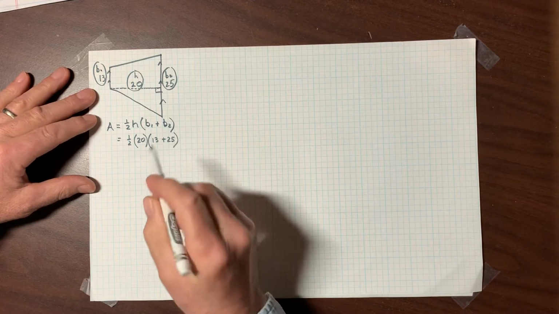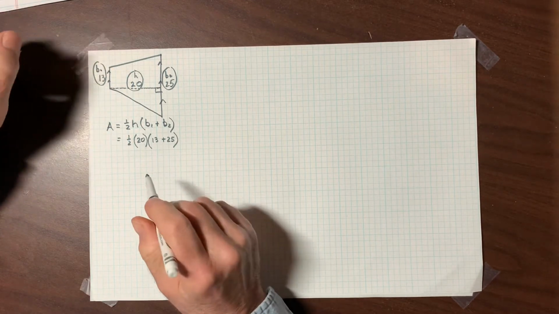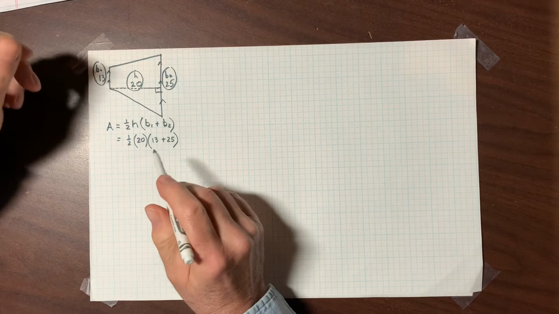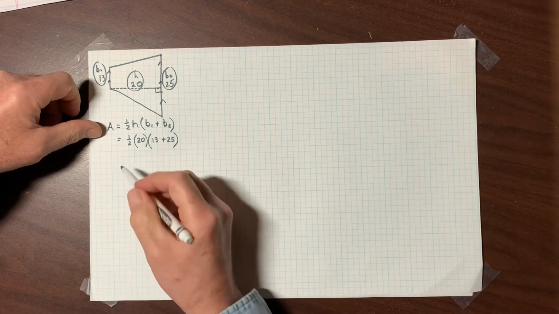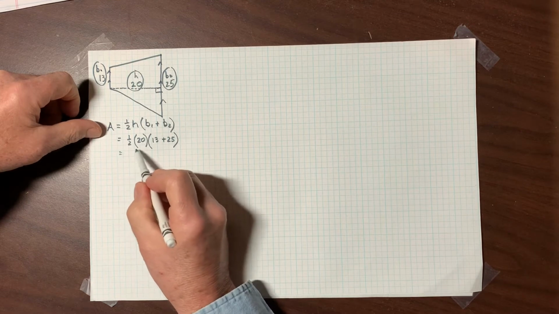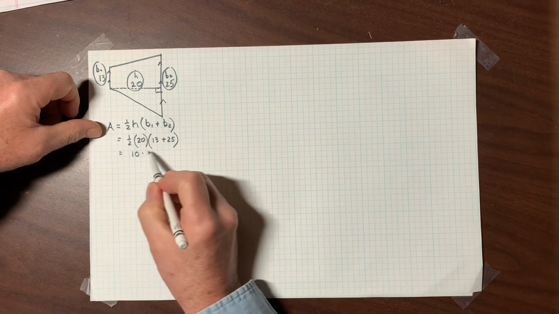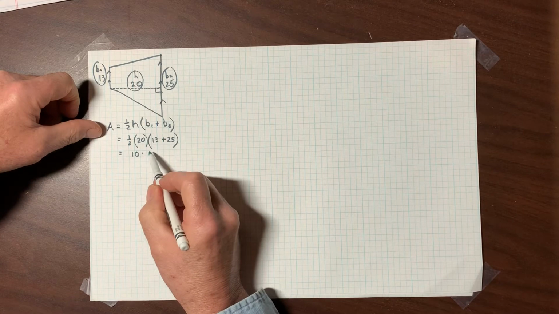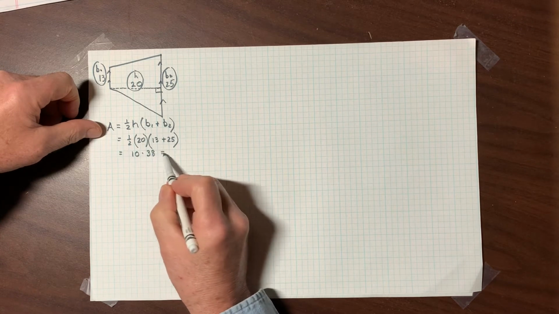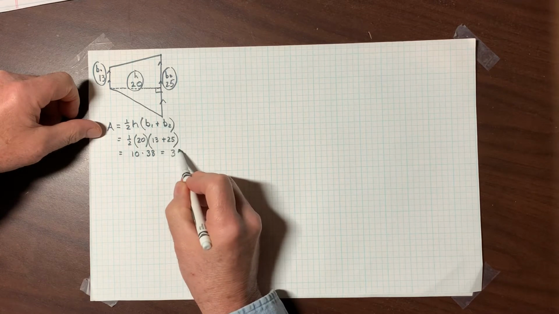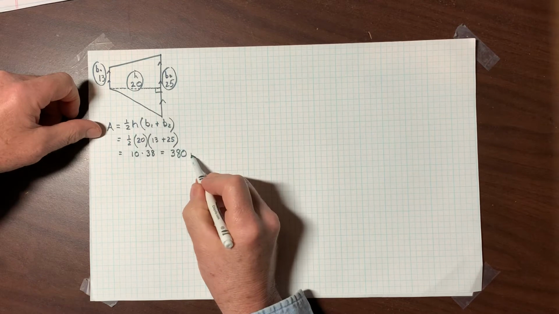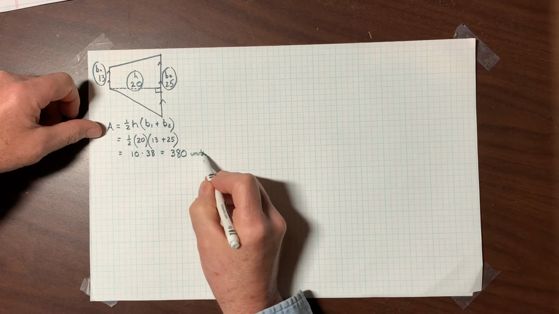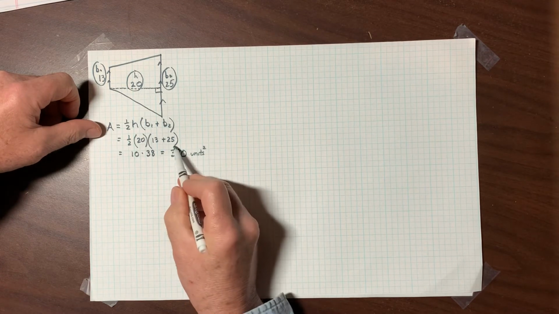Once again, don't let the calculation part be the part that causes you to get the answer wrong. If you want, you could go to your calculator right now. I'm going to do a little arithmetic. Half of 20 is 10. And then 13 plus 25 is 38. And I can finish that out in my head. 10 times 38 is 380. And I didn't put units, but whatever the units would be here, they'd be squared. Square units for my answer.